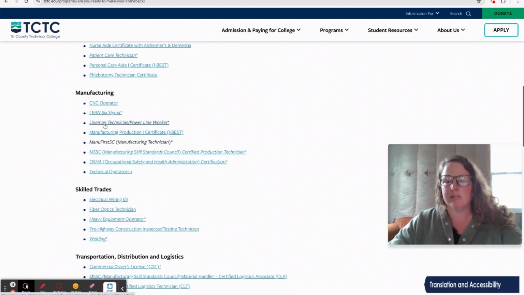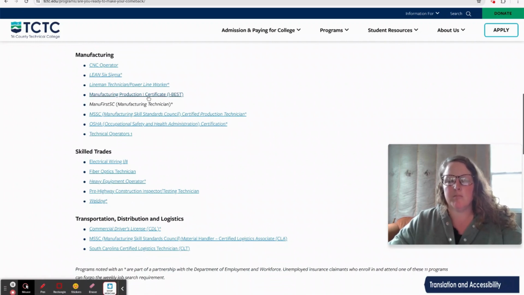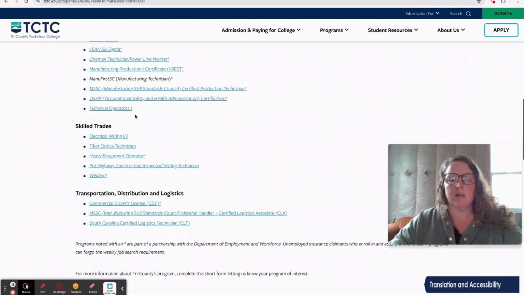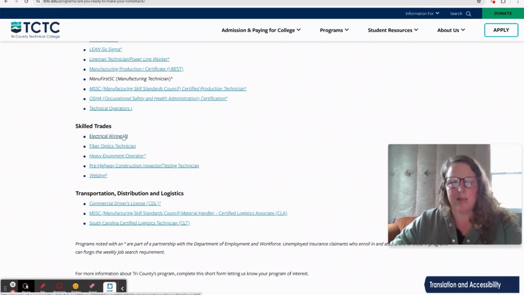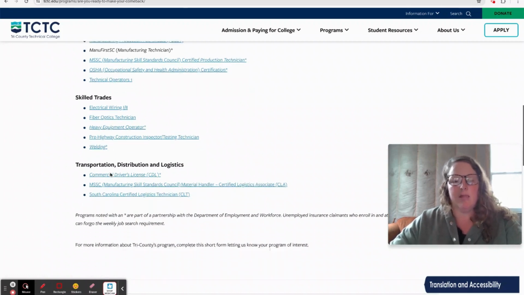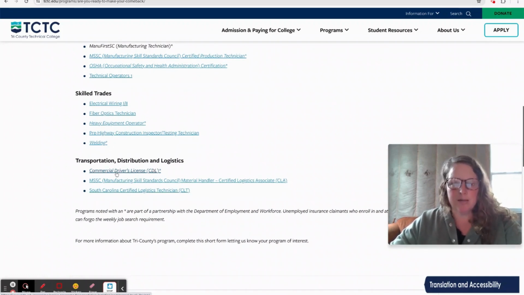Manufacturing, you see all this: lineman, technician, power line worker, Lean Six Sigma, I don't know what that is, CNC operator, manufacturing production, occupational OSHA, Occupational Safety and Health Administration certificate, technical operator, skilled trade, electrical wiring. This is very cool because they make really good money. Fiber optics technician, heavy equipment operator, pre-highway construction inspector, testing technician, and welding. And then CDL, to drive trucks, Manufacturing Skill Standards Council, and South Carolina Certified Logistics Technician.